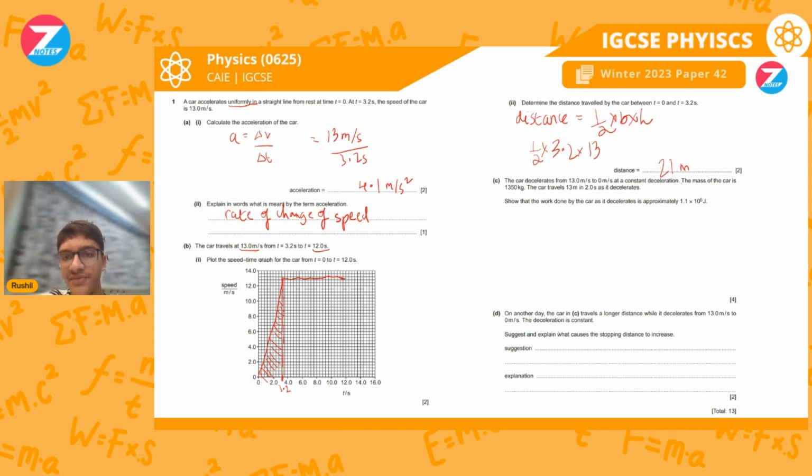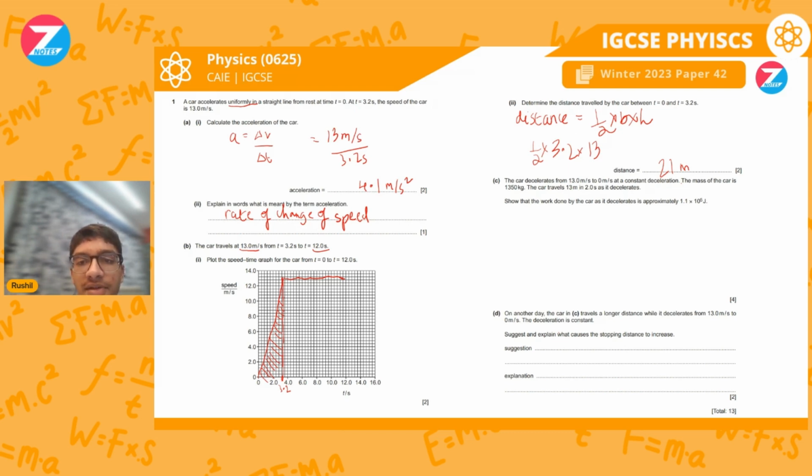The car decelerates from 13 meters per second to 0 meters per second at a constant deceleration. The mass of the car is 1350 kg and the car travels 13 meters in 2 seconds as it decelerates. Show that the work done by the car as it decelerates is approximately 1.1 times 10 to the power 5 joules. Okay, so we know that work done is equal to force times displacement.